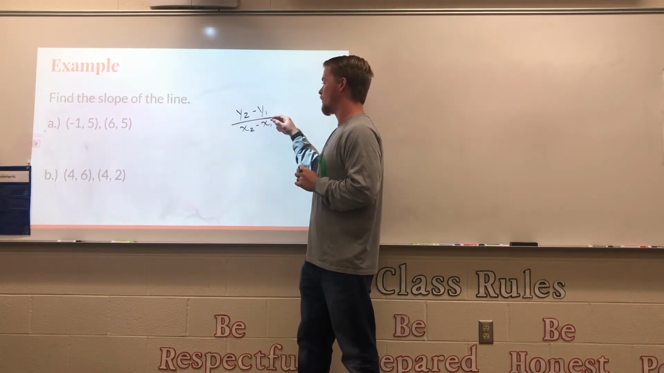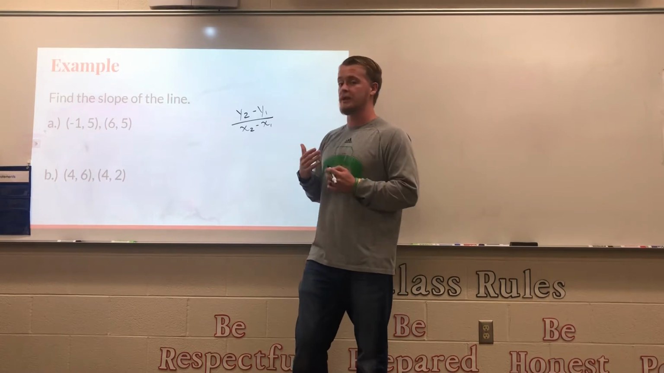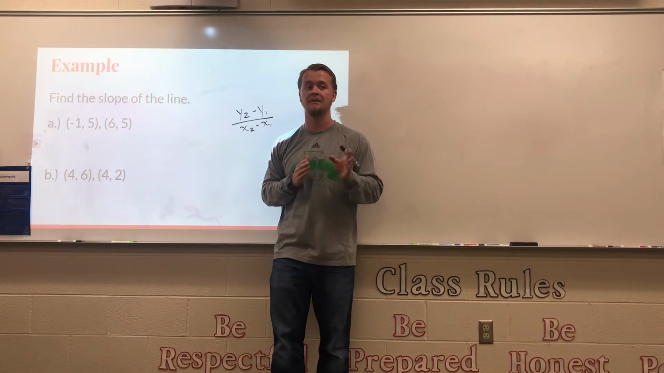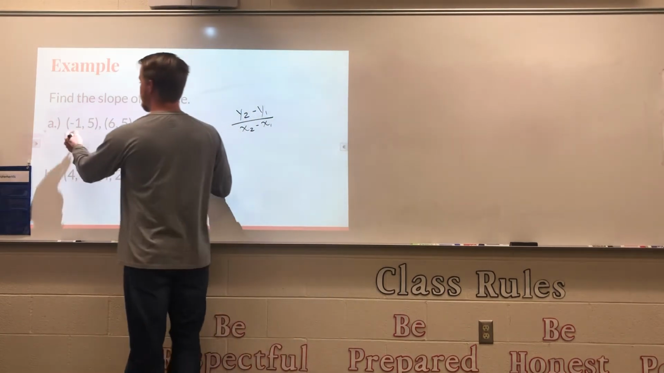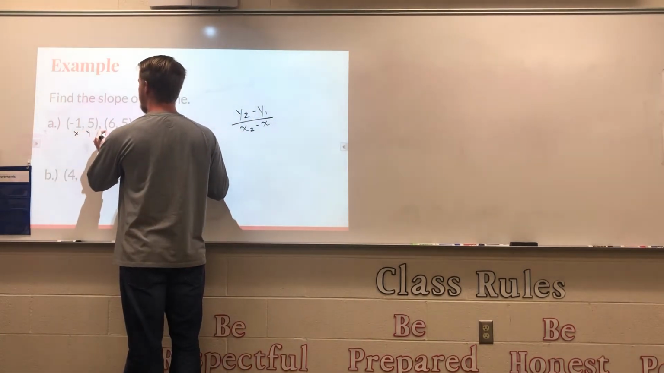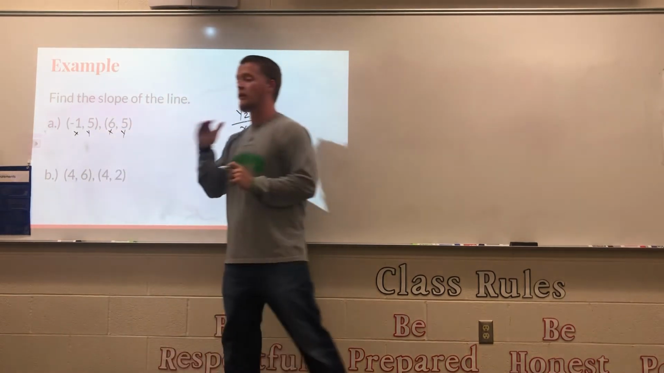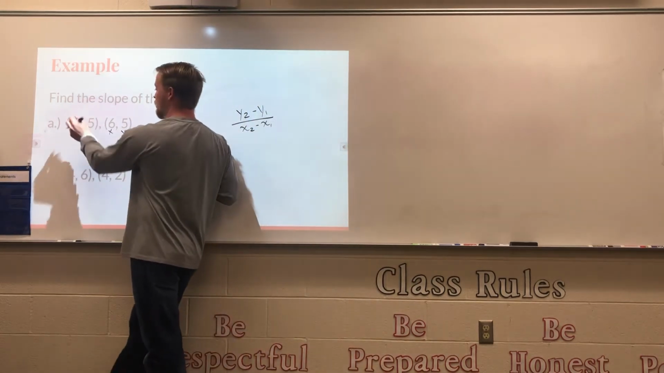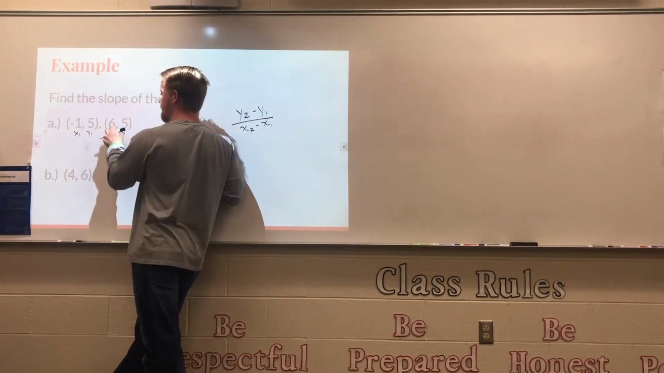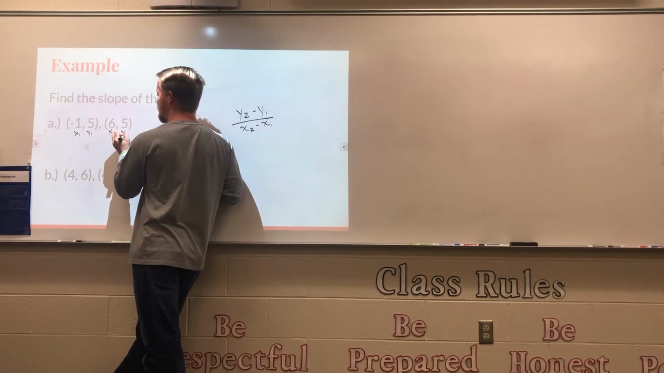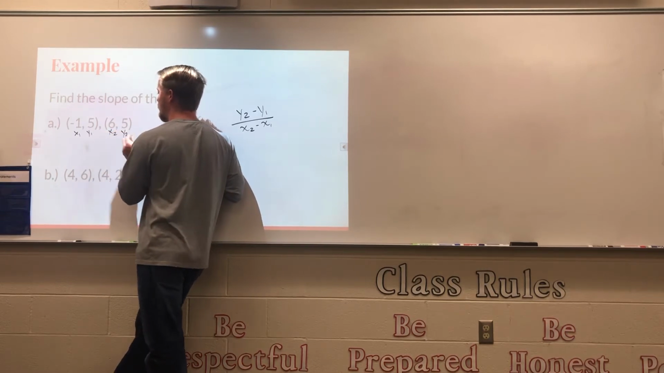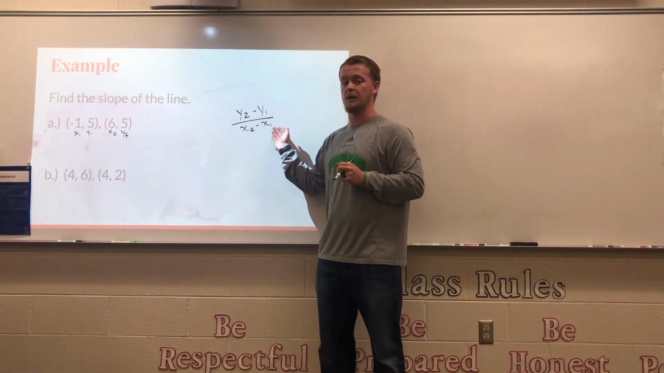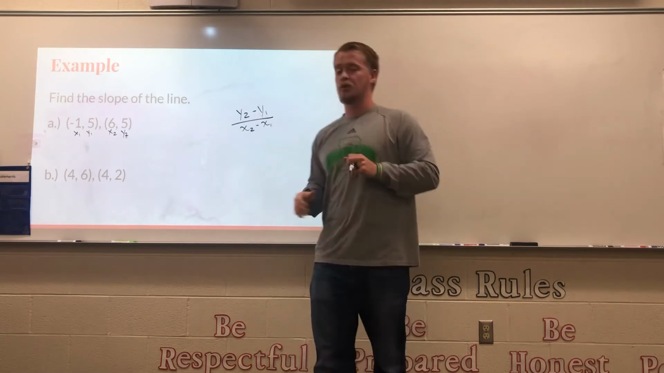So, the way to label these, you're going to label each of these ordered pairs. You know in ordered pairs that x values come first. So, this is an x, this is a y, this is an x, this is a y. This is my first ordered pair, so this is x1, y1. This is my second ordered pair, this is x2, y2. That's how you label these points. You have to label them in order to plug them in to here. So make sure you're careful when you're doing that.